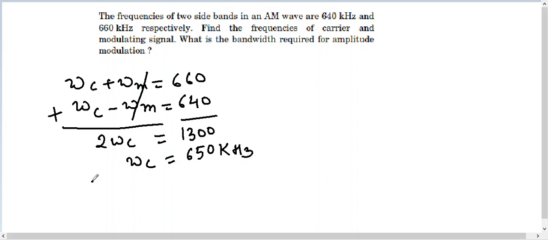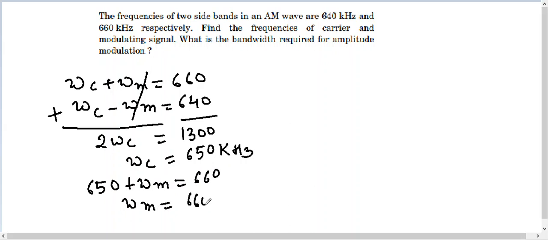Solving for ωm now, putting the value of ωc in any of these two equations. Let's put it in the first one. 650 plus ωm is equal to 660. So ωm comes out to be 660 minus 650, which is 10 kilohertz. Alright, so the frequency of the carrier wave comes out to be 650 kilohertz and the frequency of the modulating signal is 10 kilohertz.